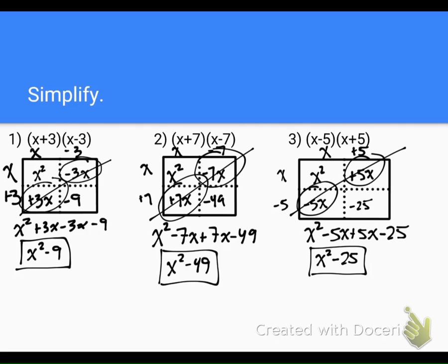Do we use the same shortcut as earlier? No. Okay, so this is a new shortcut. When you have the same numbers, but you have a plus sign in one and a minus sign in the other in the middle, then we can use this shortcut.